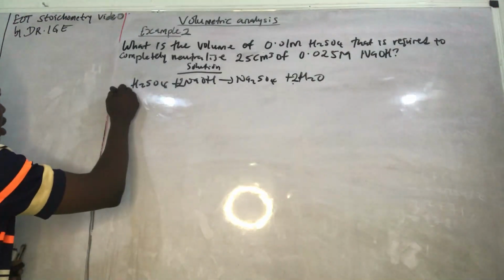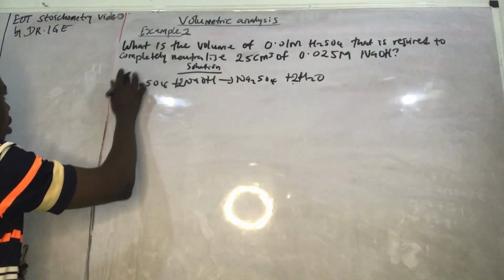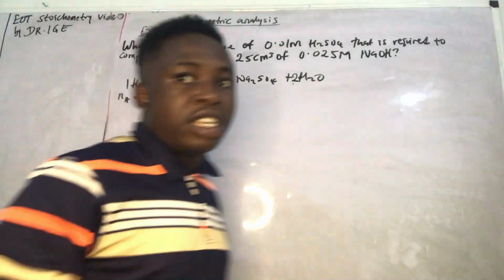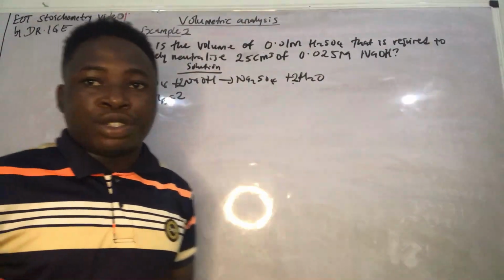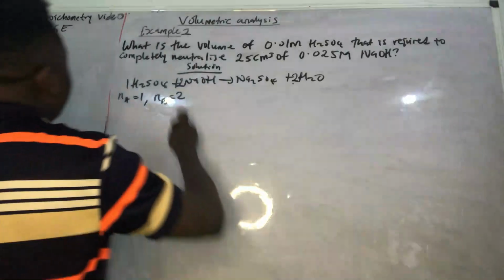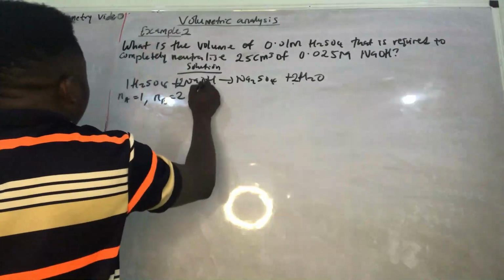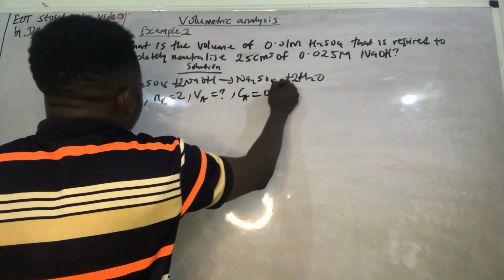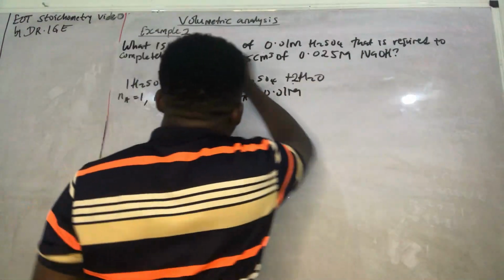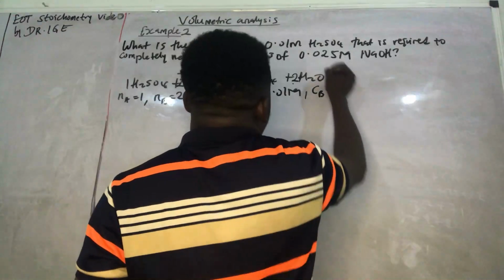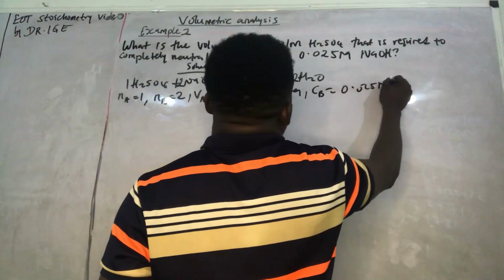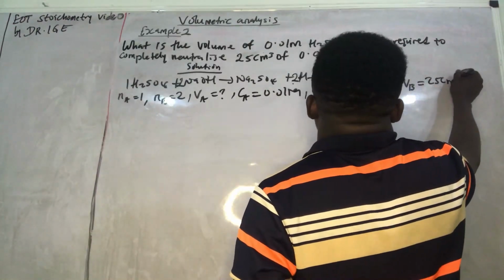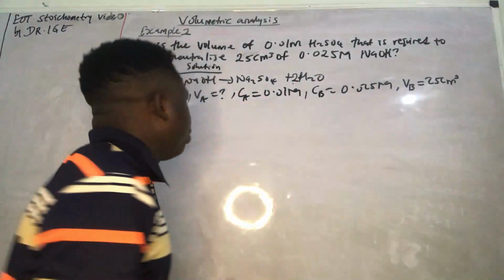So what is Na? We have just 1. What about Nb? Nb is 2. So we see why a balanced reaction is needed. If we didn't balance the reaction, we would not see that Nb is equal to 2, and that would lead us to the wrong answer. So we are actually looking for the volume of the acid. The concentration of the acid is 0.01. The concentration of the base is 0.025. The volume of the base is 25 cm cube. So with this, we can solve.